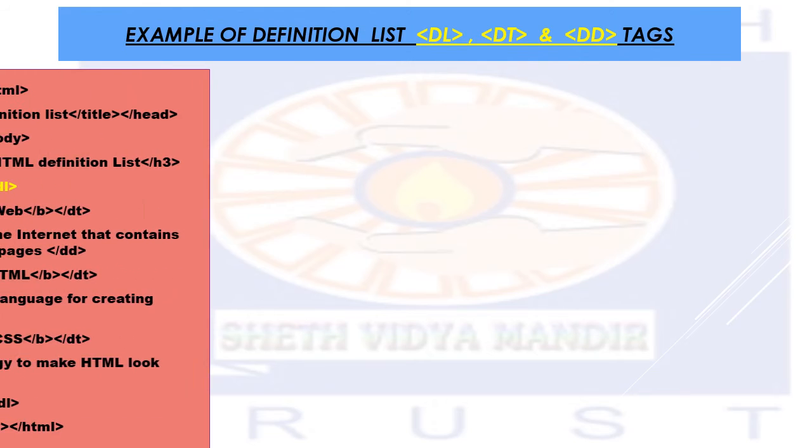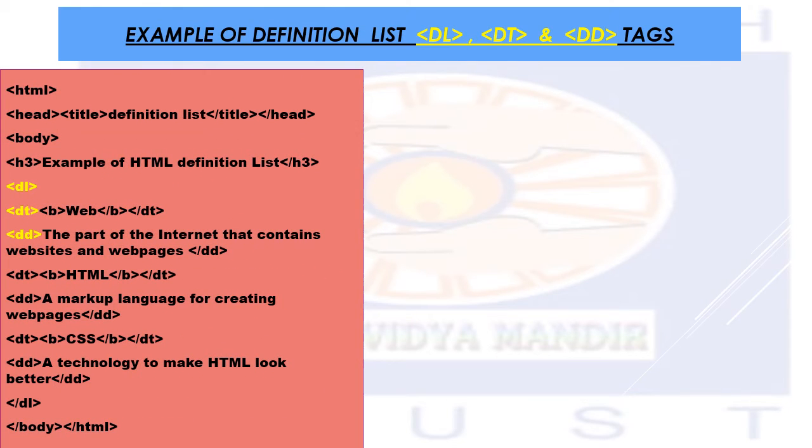So here comes the example of definition list, that is the DL tag. Now here, after opening the body tag and the H3 tag, you can see the DL tag is opened over here. DL tag means the definition list you are preparing, and now comes the DT tag. Now DT, B means bold tag, web is written, that is the heading. Getting my point? Then you close the DT tag immediately, it is a pair tag again. Then comes the definitions, that is DD: the part of the internet that contains websites. Then the DD tag is closed.